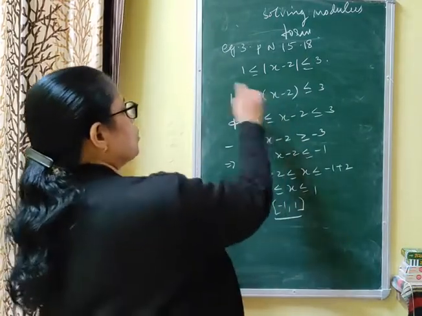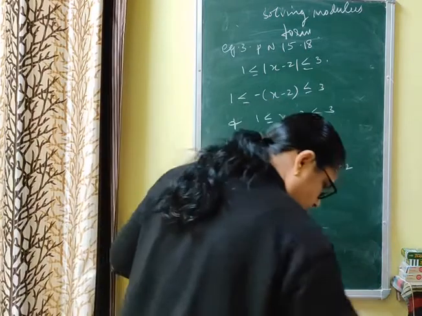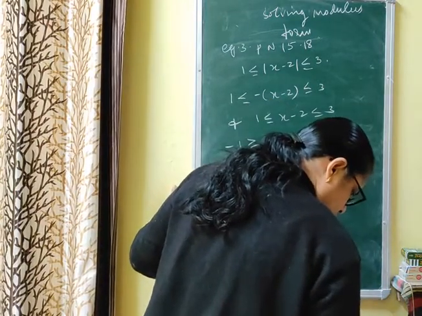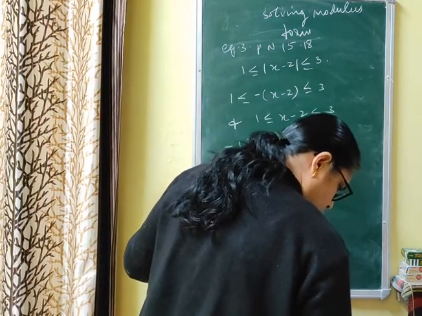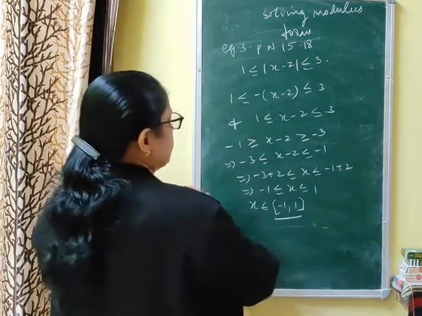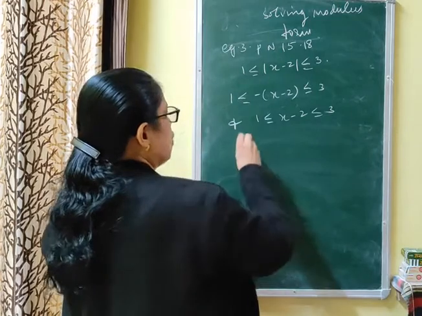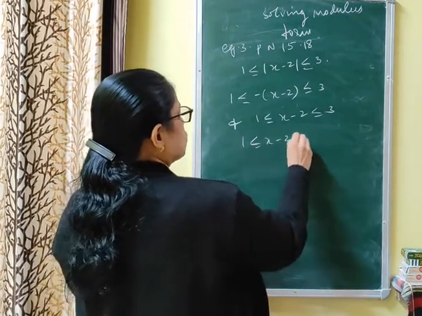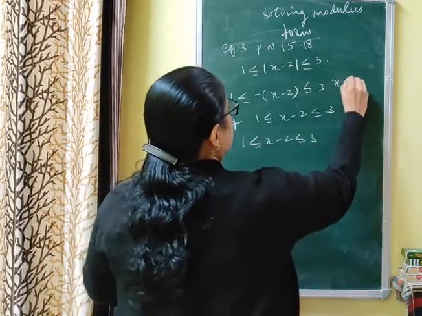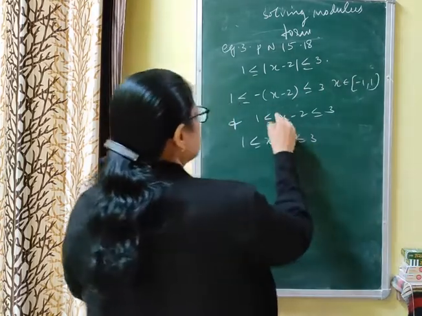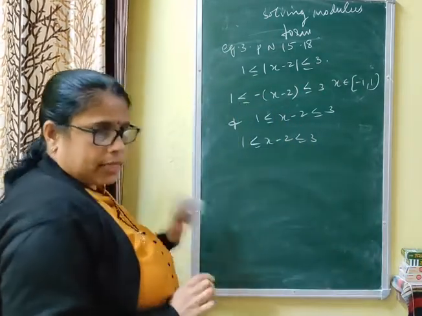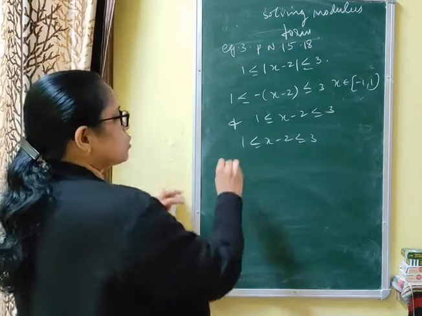This is for the positive sign. And one more condition, you have to take the positive condition also. To take the positive condition, again you have to take the second condition, that is 1 less than or equal to x minus 2 less than or equal to 3, whose solution has come, minus 1 to 1. Now we have to find this. Keep one thing in mind: when multiplying by minus, the inequality gets reversed.